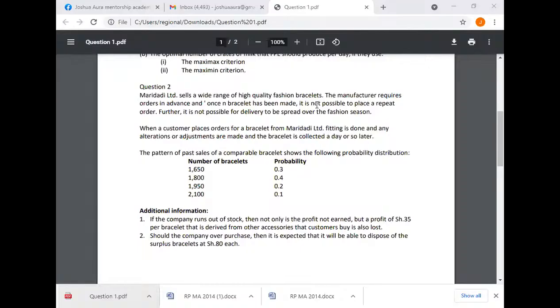So now, ladies and gentlemen, at least one thing here is so nice for us: they have given us the number of bracelets. I'm sure each one of us will be able to get something. They have given us the number of bracelets, 1650.